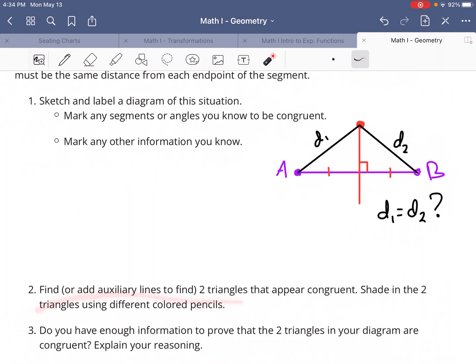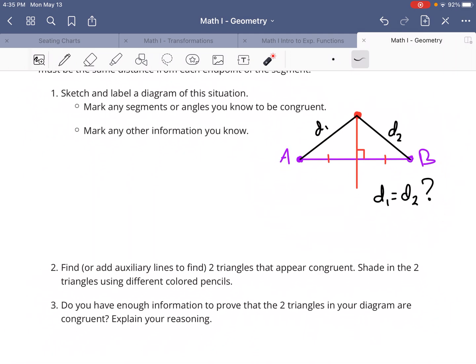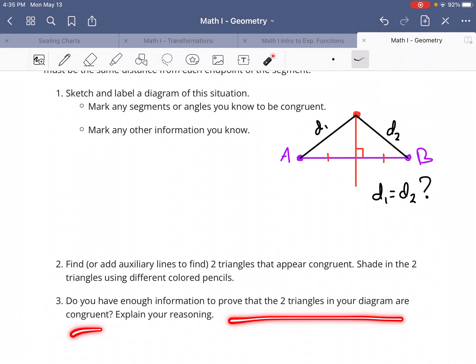Add auxiliary lines. Well, I already helped you with that. Do you have enough information to prove that the two triangles in your diagram are congruent? Explain your reasoning. Mark it up. If you have any questions, let me know.